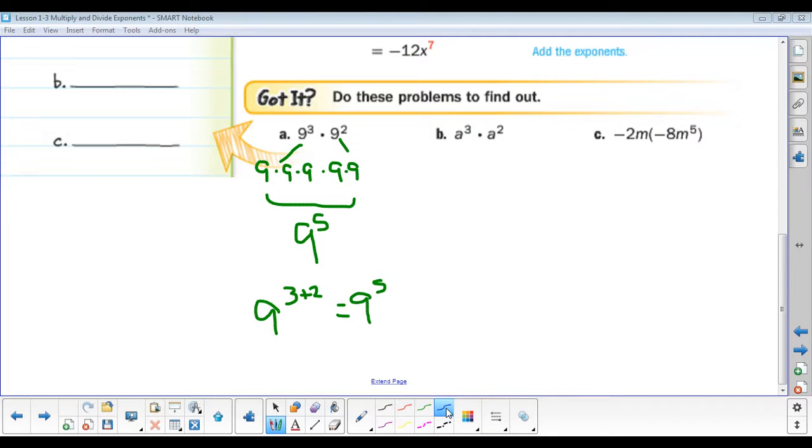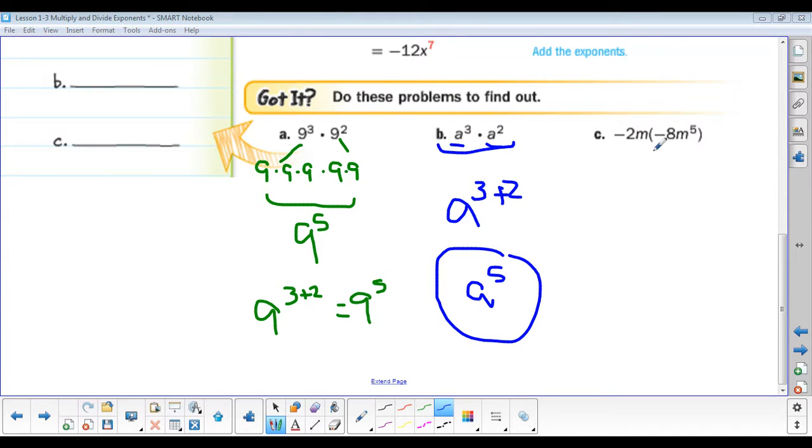So when I do these problems, I usually try and organize it by its bases. The first thing I do is I go and I say, well, what base do I have? In part B, I only have one base. I have a. So I put down my base, and because this is multiplication, I know I'm going to be adding the exponents. So I write down my two exponents, I add them together, I get a to the fifth. That's it. This is the answer.